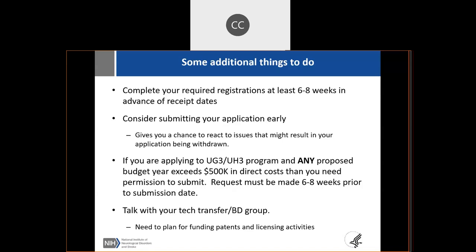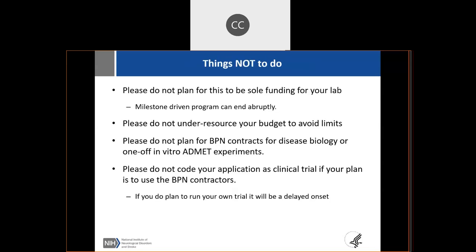Don't plan to use our contracts for disease biology. I mentioned that already. Or one-off in vitro assays. So if you're coming in as a development project and say, well, I just need to get a hERG assay done, contract it yourself, because it's a lot of work to set up a government contract for one experiment. It's not worth it. It'd be much easier and faster for you to do it yourself.